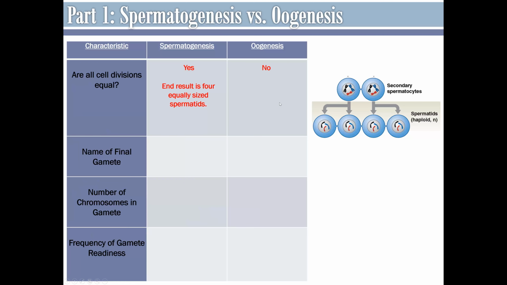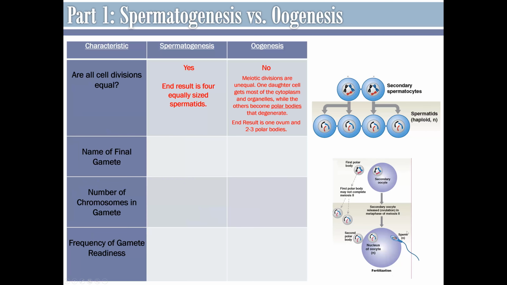In oogenesis, the answer is no. Meiotic divisions are unequal. One daughter cell gets most of the cytoplasm and organelles, while the other becomes a polar body that degenerates. So the end result of oogenesis is 1 ovum and then 2 to 3 polar bodies. So if this first polar body undergoes meiosis II, you'll have 3 polar bodies, but sometimes it may not undergo, and then you would only have 2 polar bodies. The name of the final gamete in spermatogenesis would be sperm, and oogenesis would be your ovum.